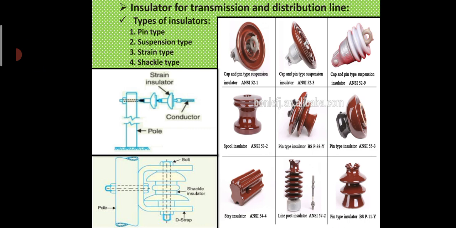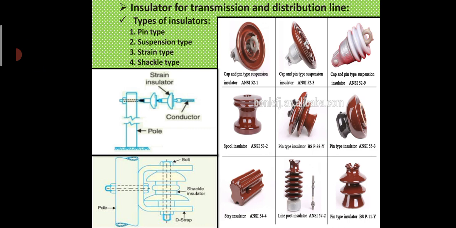Construction of the insulator is made so that there is sufficient porcelain between the conductor and the pin so that sufficient dielectric strength is available. The shape of the insulator is calculated so that the length of the leakage path increases, which prevents the leakage of current from the conductor to the earth. This portion is called the rain shed. Due to the rain shed, the inner portion remains dry even during the rain.